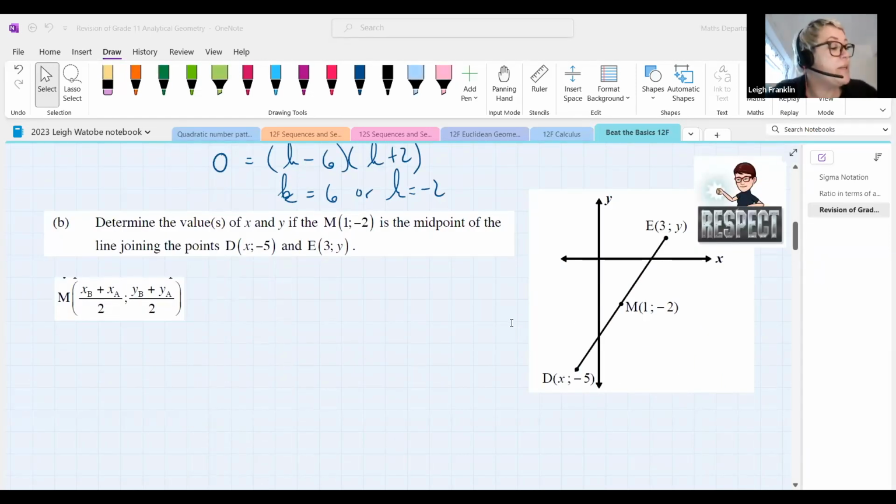Often what they expect us to do in analytical geometry is to work backwards with midpoint. Okay, so if we have a look, M is the midpoint of line ED, and its coordinates are 1 and -2. We need to calculate the x coordinate at D, and we need to calculate the y coordinate at E.